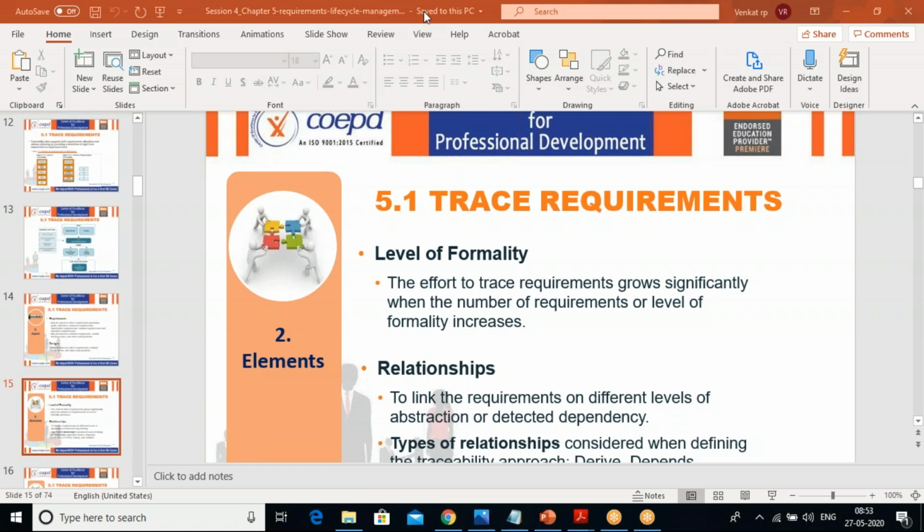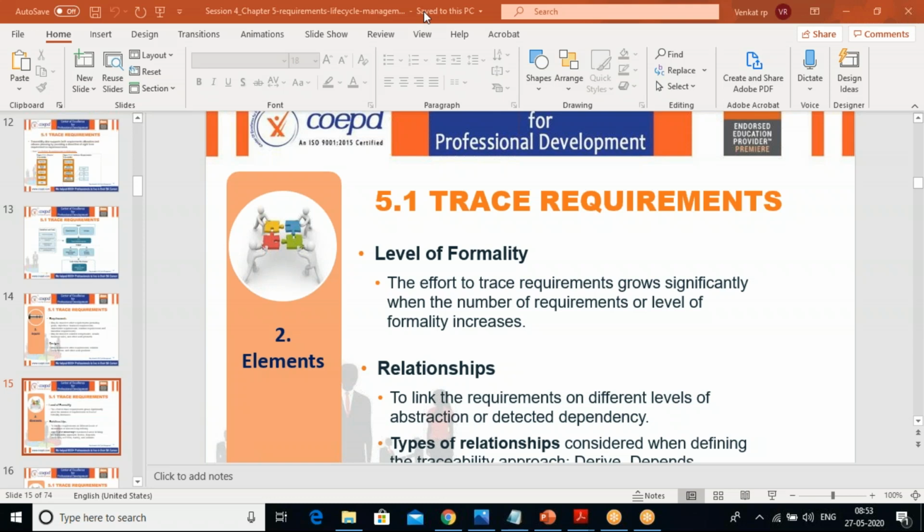And the next one is satisfy. Satisfy means one requirement is implemented through another requirement. Let me say you have a functional requirement, and the solution component is going to implement it. So this is like satisfying, the relationship here is satisfy.